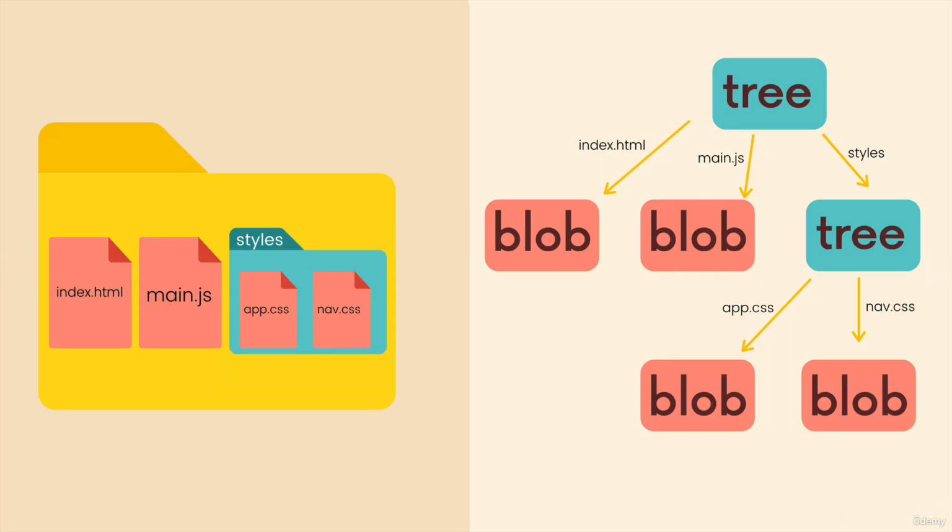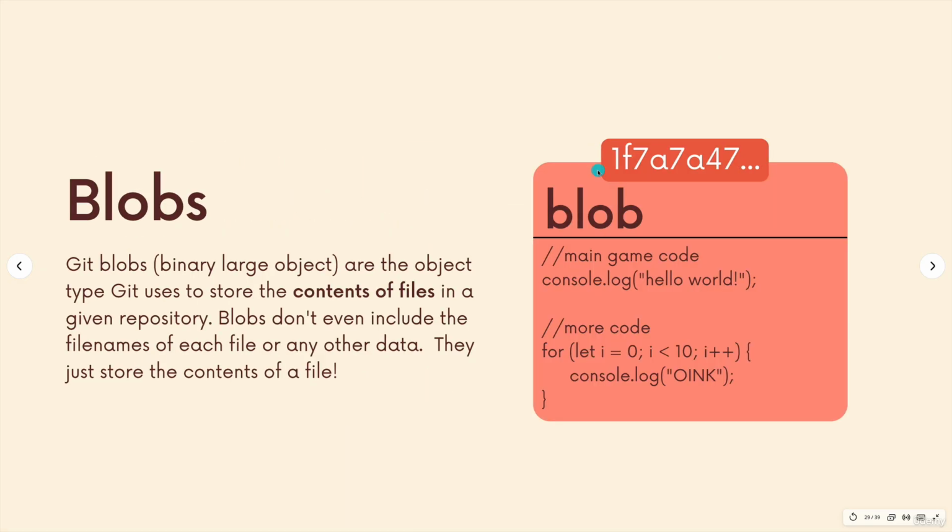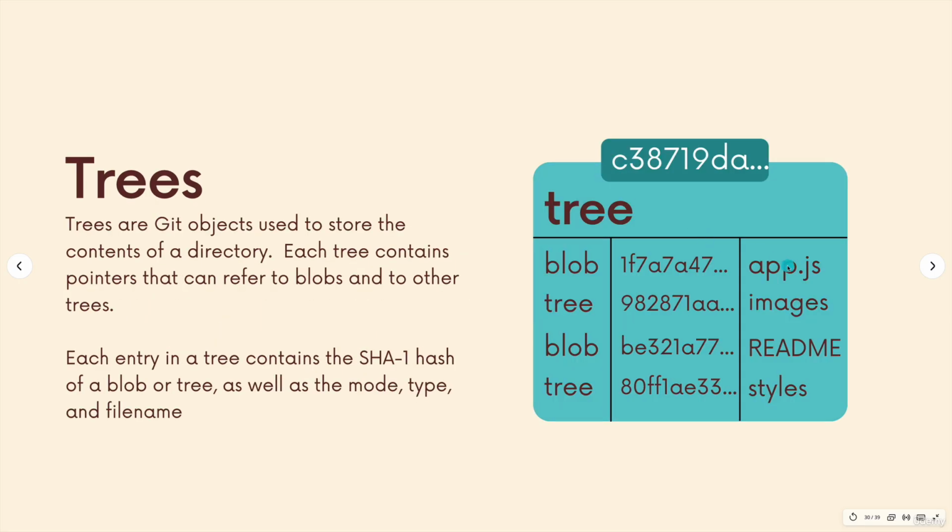So hopefully this diagram helps explain it a little bit. If this is my folder structure, two files, index.html and main.js, and then a nested directory called styles, with app.css and nav.css inside, Git would have a single tree to represent this entire directory. So we've got a tree, and it refers to a blob and names it index.html. That's the contents of that file. Remember, the blob itself does not store the name. The tree stores the name, and then it references the hash of that blob. So this is that connection between a file name and the contents.